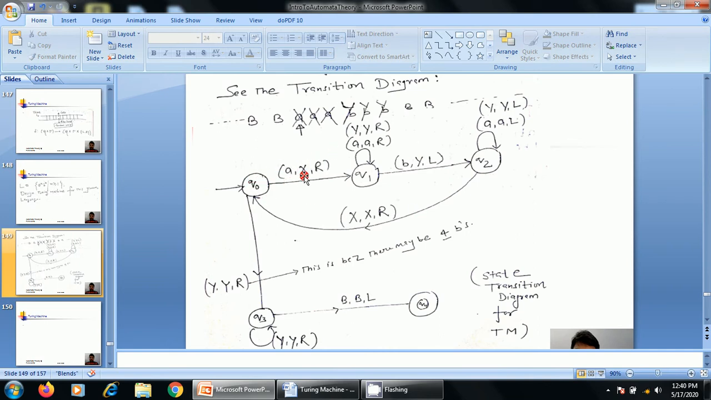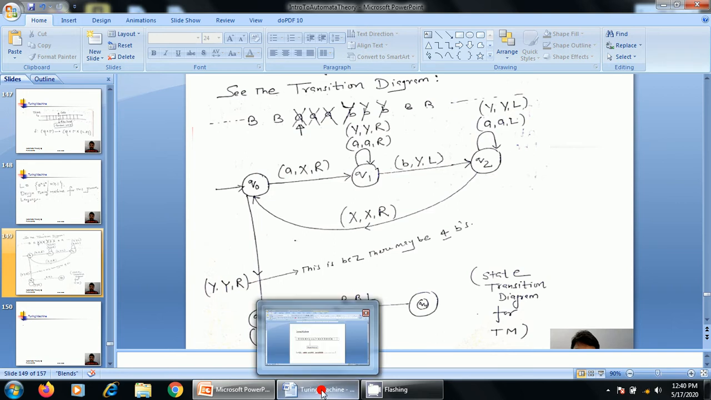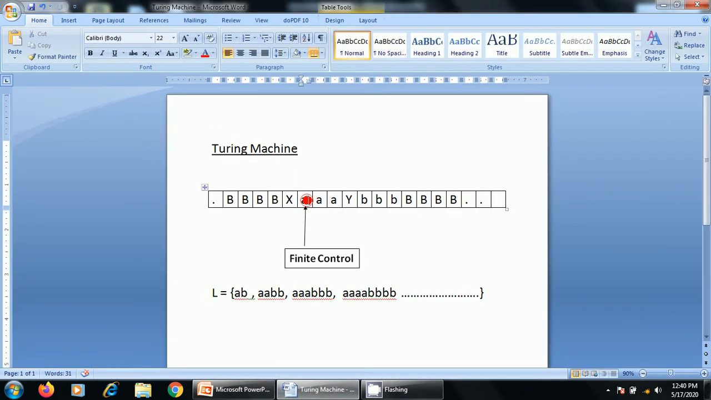If input is a, make it x and move right. Move right. If input is a, make it x and move right for the corresponding second b. This means this finite controller will cross all a and all y because it is searching for the second b.